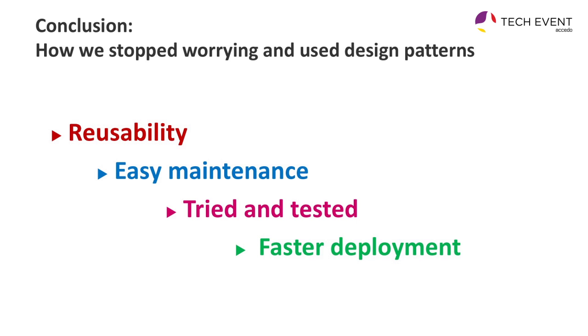Faster deployment. As I noticed, we can reuse some of the same classes, and it's easy to fix bugs, etc. So when we deploy apps, it was faster to deploy the apps to the customers. In essence, we became more productive.